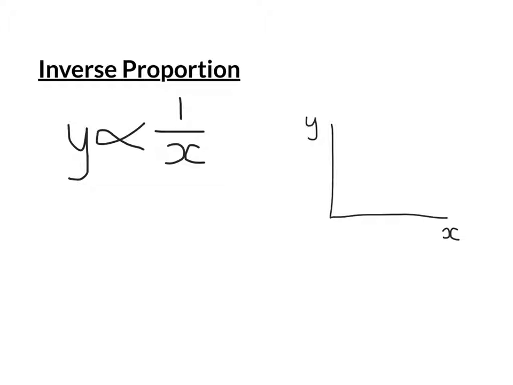With inverse proportion, we're looking at the relationship between y and x. And with inverse proportion, y is proportional to 1 over x. And if we remember from our previous video, this little sign here that looks like a fish means "is proportional to". With inverse proportion, as the value of x gets bigger, the value of y gets smaller.